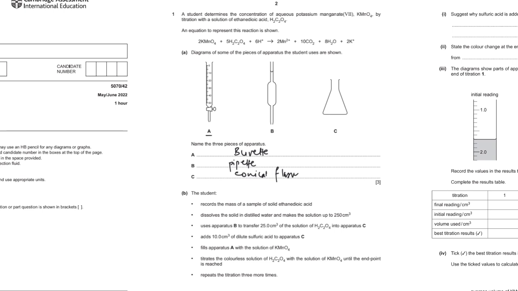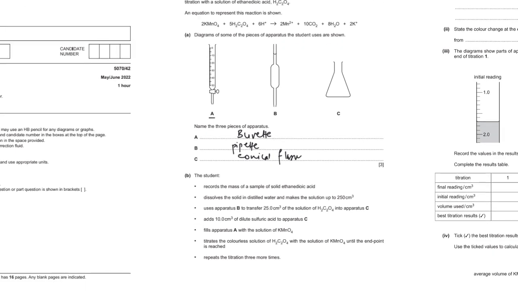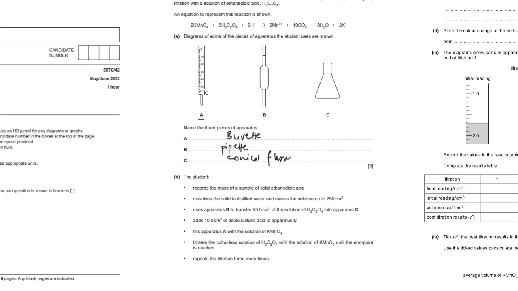Okay, so what is the reaction that is happening? Potassium manganate is reacting with a solution of ethane dioic acid, and the equation is shown. It looks like a very difficult equation, but it's really not. What you have to do with it is pretty easy. So what did you do? You recorded the mass of the sample of solid ethane dioic acid. Then you added distilled water and made up the solution to 250 centimeter cube.